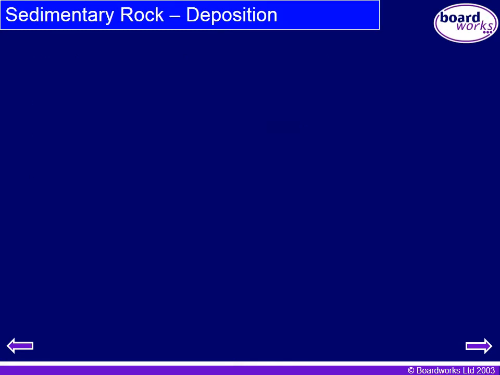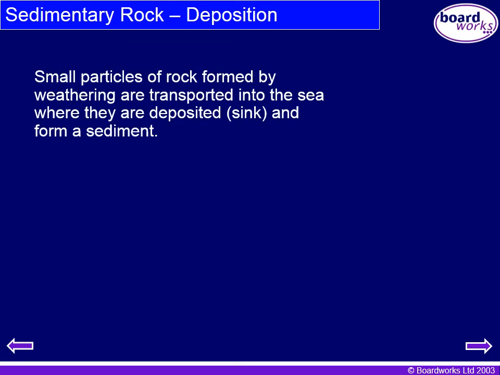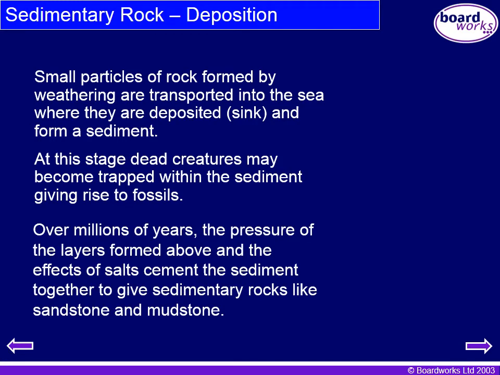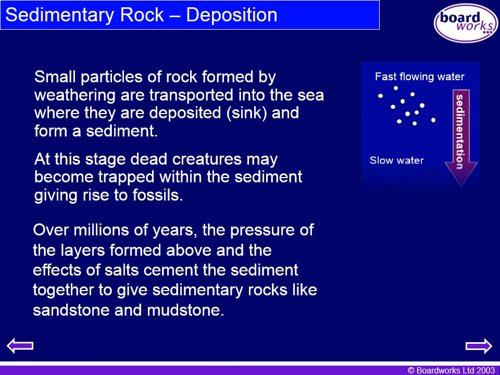Now let's look at the deposition of sedimentary rock. Small particles of rock formed by weathering are transported into the sea, where they are deposited or sink and form a sediment. At this stage, dead creatures may become trapped within the sediment, giving rise to fossils. Over millions of years, the pressure of the layers formed above and the effects of salts cement the sediment together to give sedimentary rocks like sandstone and mudstone.